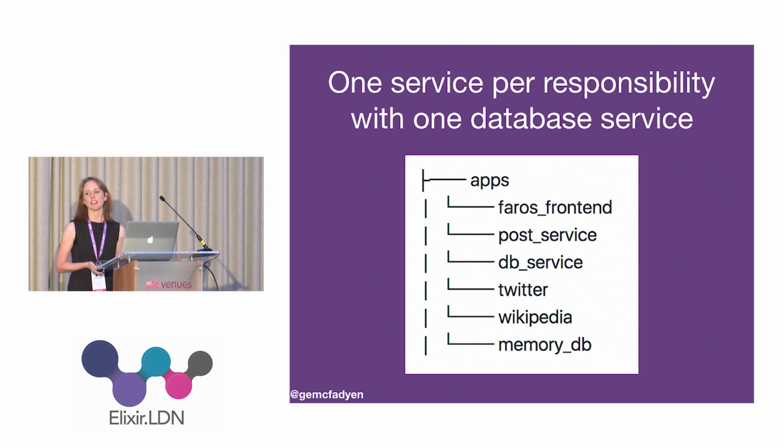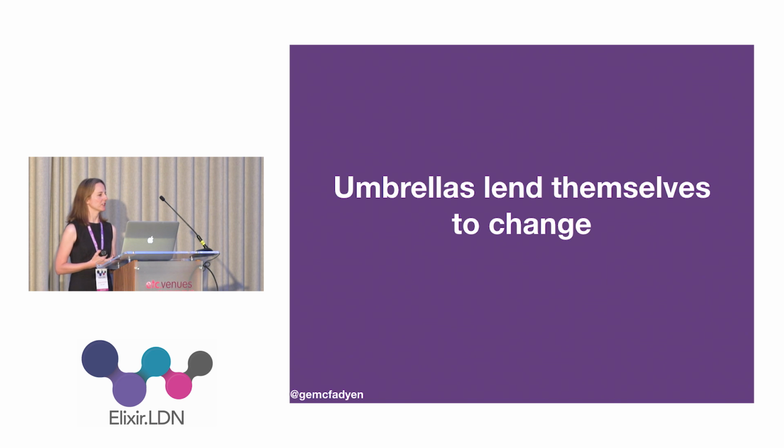So one thing that was really clear is that umbrellas really lent themselves to change. If you found out you were writing a sub-application and you didn't need it anymore, it was really just a case of deleting that sub-app from the apps folder, and it was gone. We also brought in existing projects under the umbrella. The Twitter service was already written, and we just pulled it under. It's just a case of moving folders around and then changing the paths in your mix file and config to point upwards. So it really was a flexible project structure to work with.